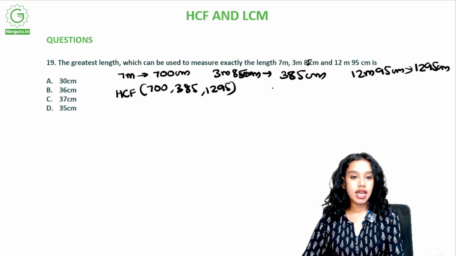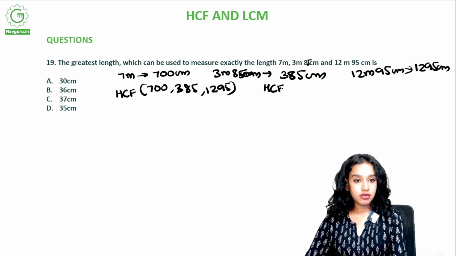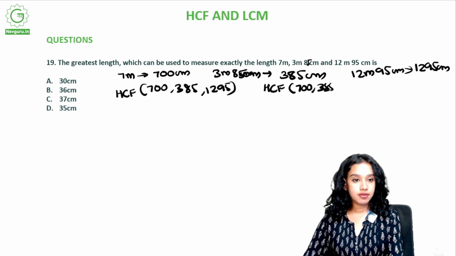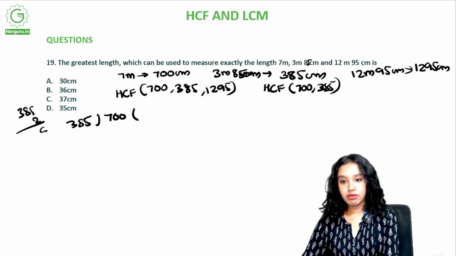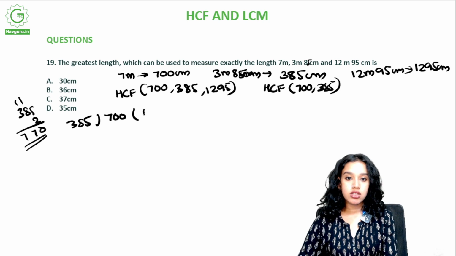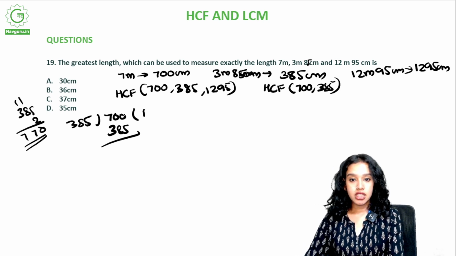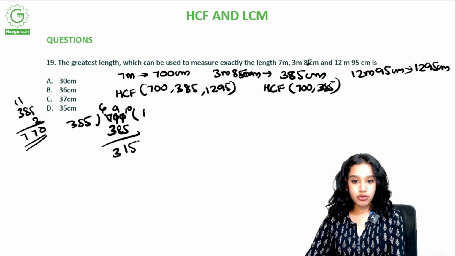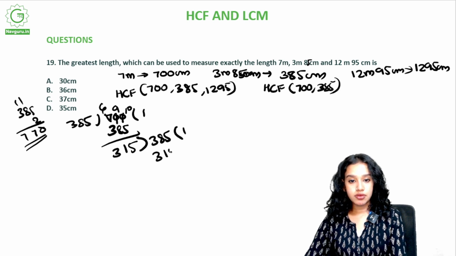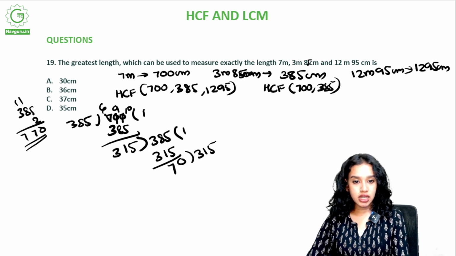Now let's find the HCF of 700, 385 and 1295. So what is the HCF of 700 and 385? We have 700 inside and 385 outside. What is 385 into 2? 5 twos are 10, 8 twos are 16 and 17, 3 twos are 6 and 7. So we have 770. So this is only 1 time 385, and the remainder is 315. Now we have 385 inside, 1 times 315, and the remainder is 70. Now we have 315 again.